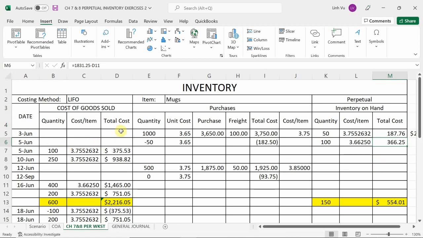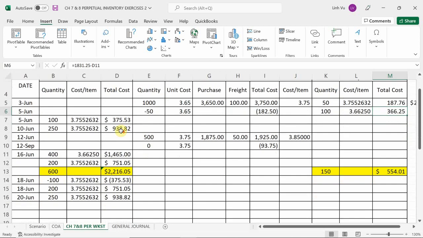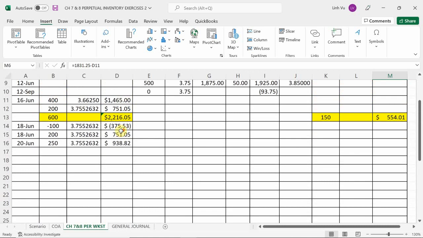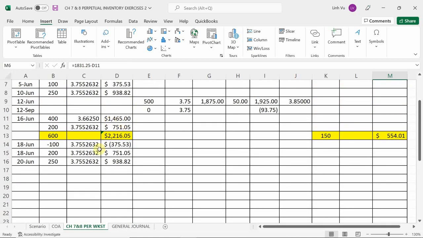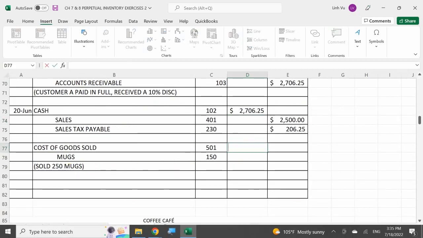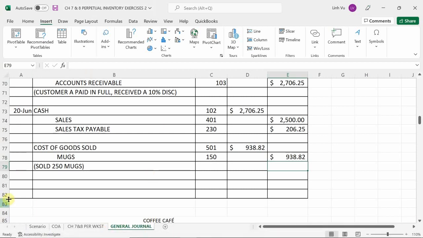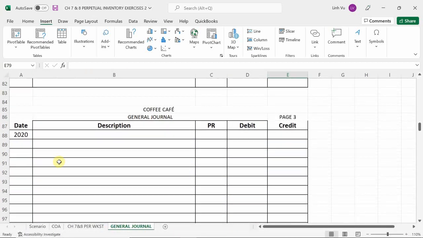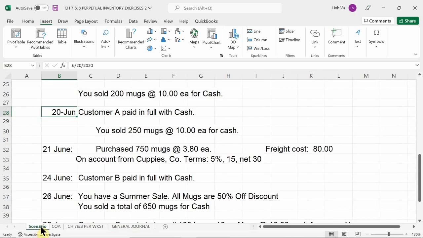Okay. So $938.82 is my cost of goods sold for the 250 units. Okay, that's what it's going to cost me to sell those 250 units. So in this case, I can go ahead and move on to my page 3 here.